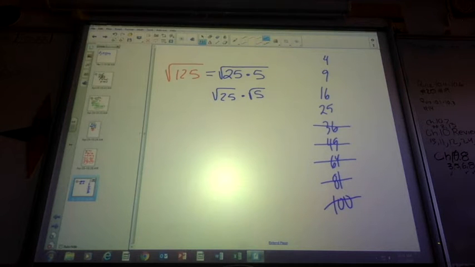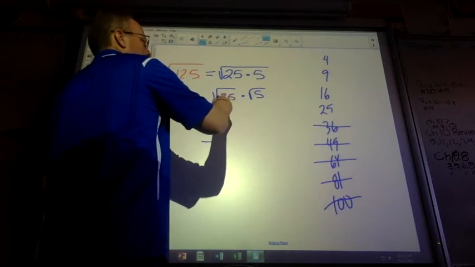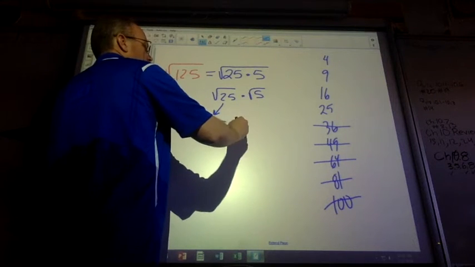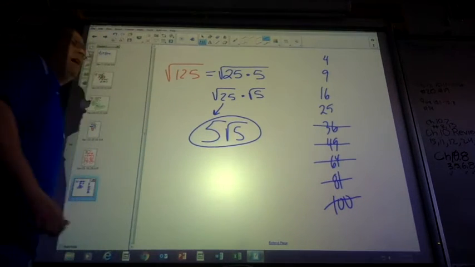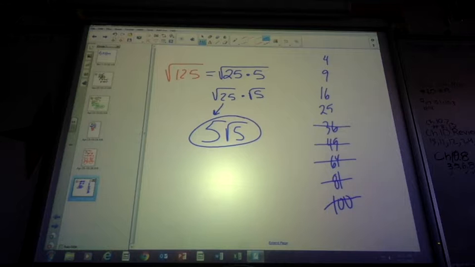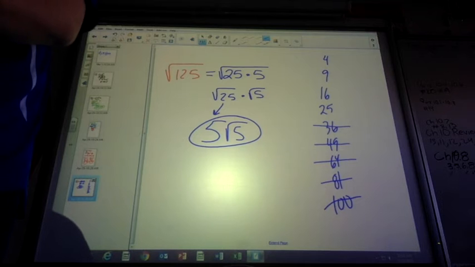Anyone see a nice thing about square root 25? What's the square root of 25? 5. So I get 5, and then the square root of 5 comes down. So my answer is 5 square root 5. Thank you. 5 square root 5 is an exact answer.